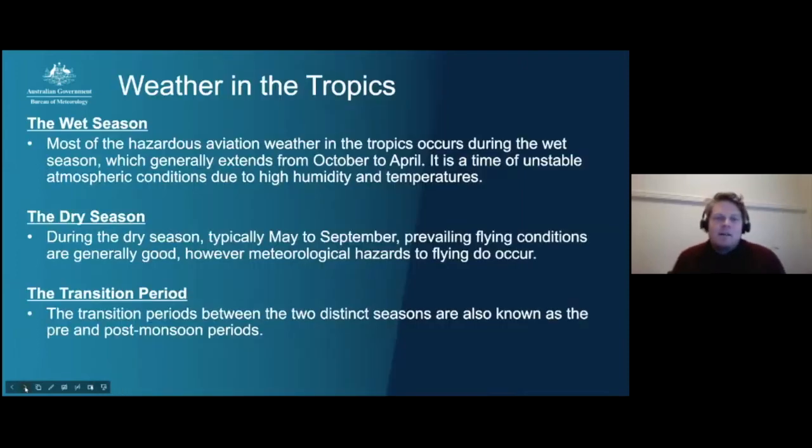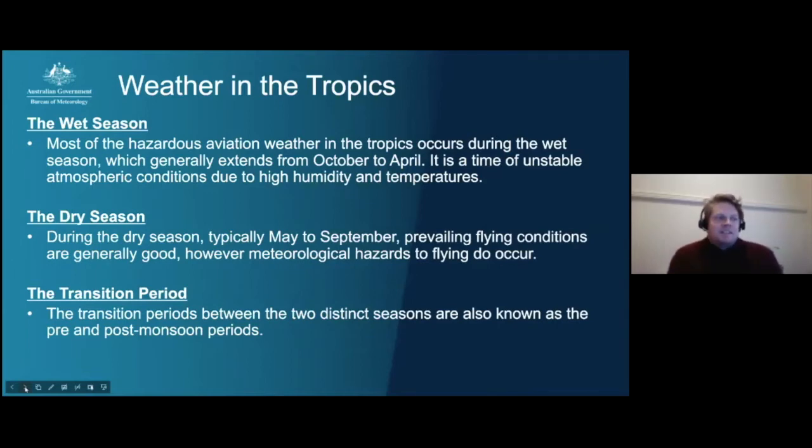So we might move on to some weather in the tropics, which has a few specific things that make it a bit unique. Rather than having summer, autumn, winter, spring, it's more apt to describe it as a wet season and a dry season. The dry season is what we're currently in.